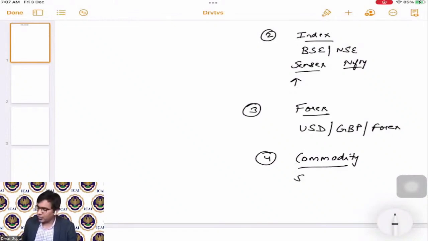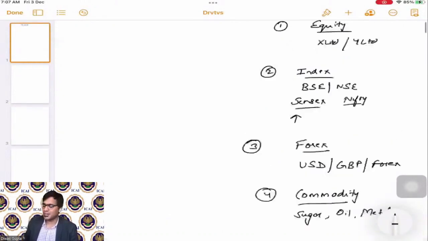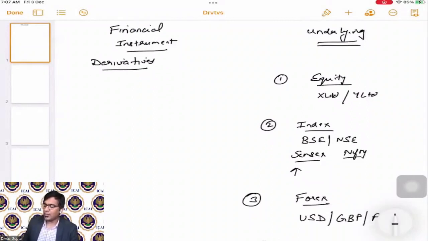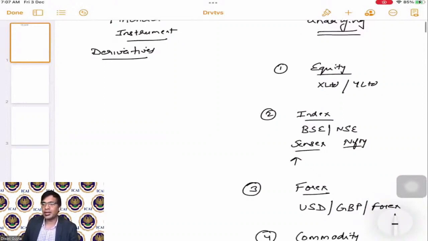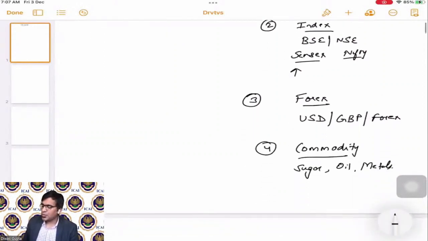Commodity, what do we mean by commodity? Sugar, oil, metals, all these things. So any kind of commodity. So Jitendra is saying mutual fund can be underlying. Yes, Jitendra. It can be equity, index, mutual fund, bond, anything. Correct, Jitendra? So commodity is another type of underlying.